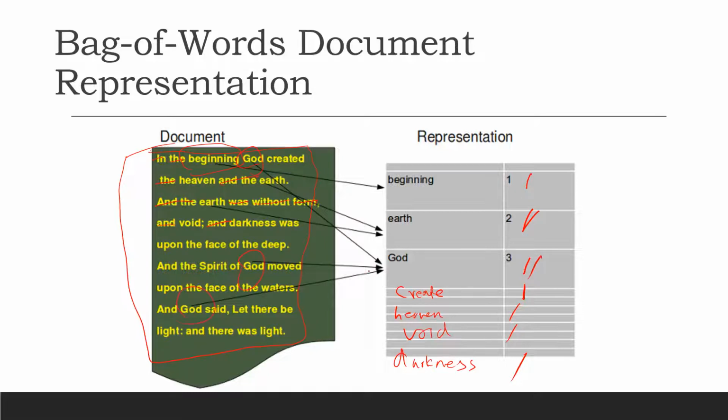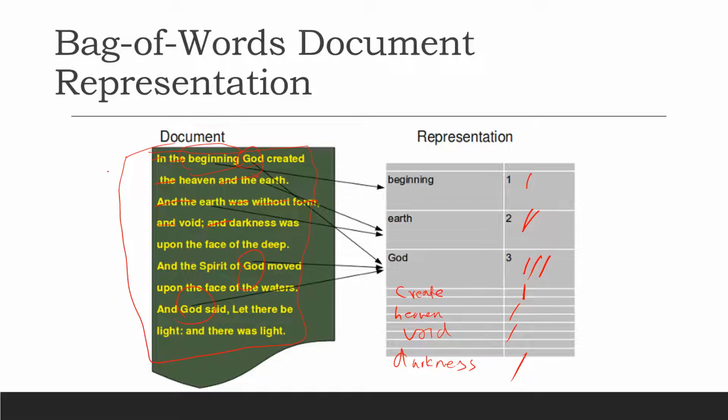Similarly, you need to find out how many occurrences of each word are in that document. That is what we call vector space representation, or bag of words. So you need to remove the stopping words and count how many times the other words occur in that document. That is what we call bag of words. This is only for one document.